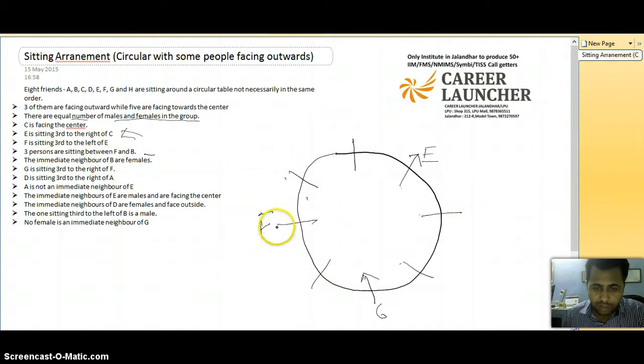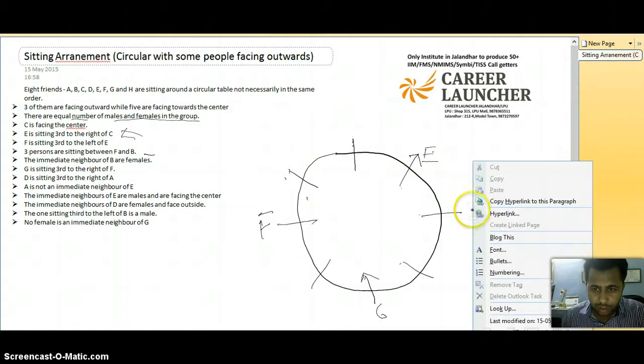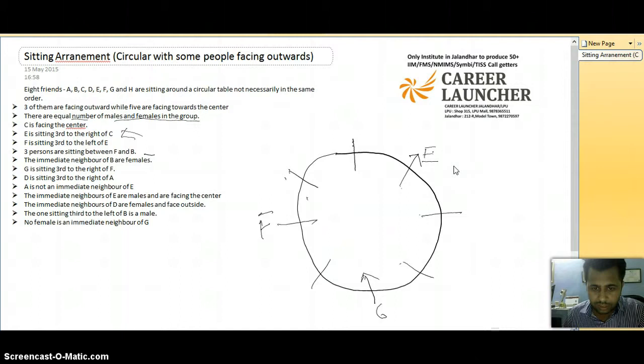So F and B. There are three persons sitting in between them. 1, 2, 3. So B could be here. Or if I consider this side, 1, 2, 3. B is still sitting at this place, whatever direction we look into.